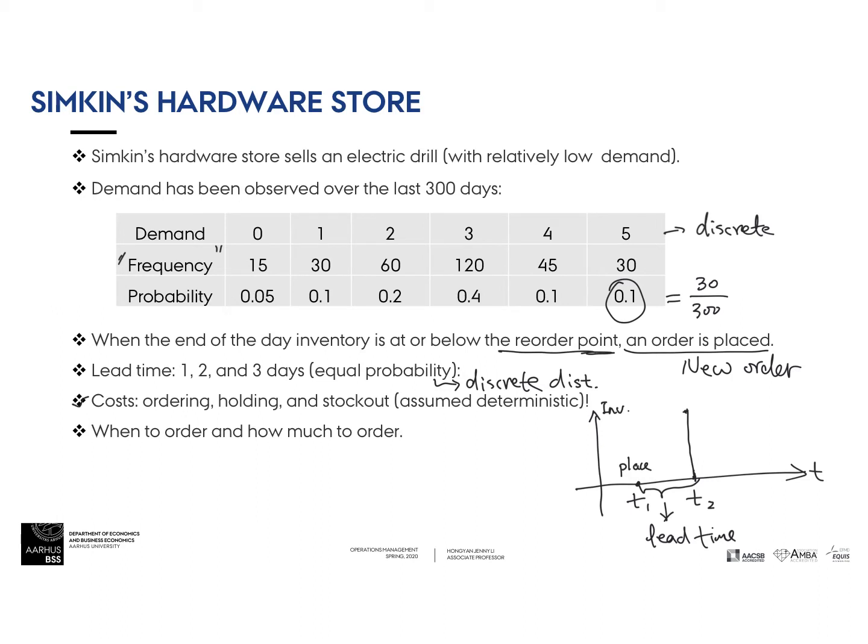Cost is multiple types. So we see the ordering cost, holding cost, and stock out cost. Here we assume they're all deterministic. So we know exact unit cost for order product and holding the product, and also stock out cost. And the question is when to order and how much to order. So that's actually the decisions normally the companies need to make.